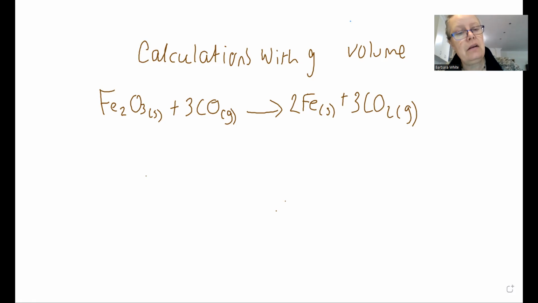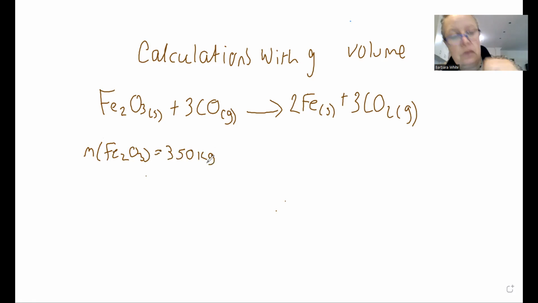Mass of iron oxide is 350 kilograms. And remember, we've got to convert that to grams to work with it. Reacts with excess carbon monoxide, and we're trying to find out the number of moles. So we need to know the number of moles of iron oxide. Number of moles of iron oxide is mass over molar mass.